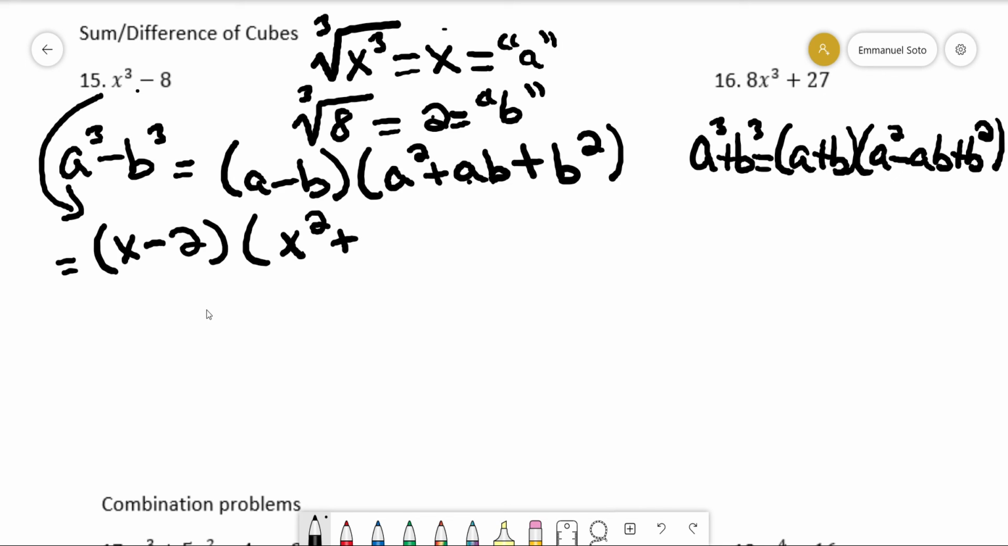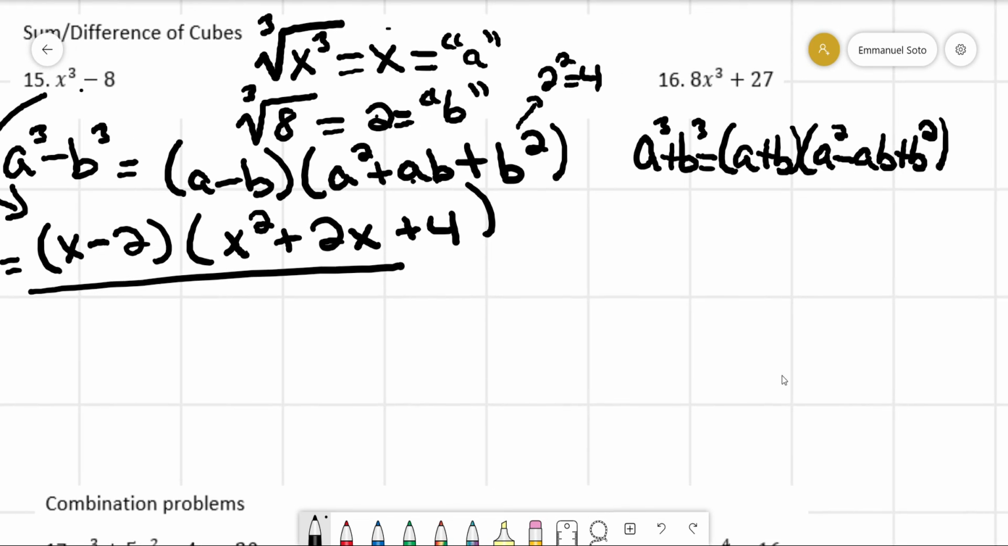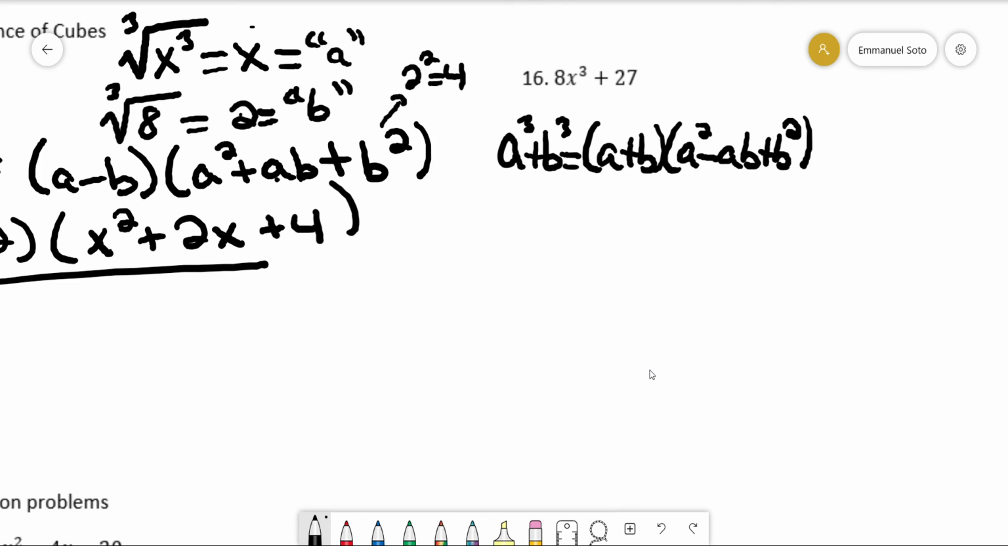Just going to be 2x. And then b squared, that's going to be 2 squared. All right, 2 squared is 4. So we got plus 4. Done. Once you know that formula, you can go straight to the answer and you're good. All right, now let's do number 16.